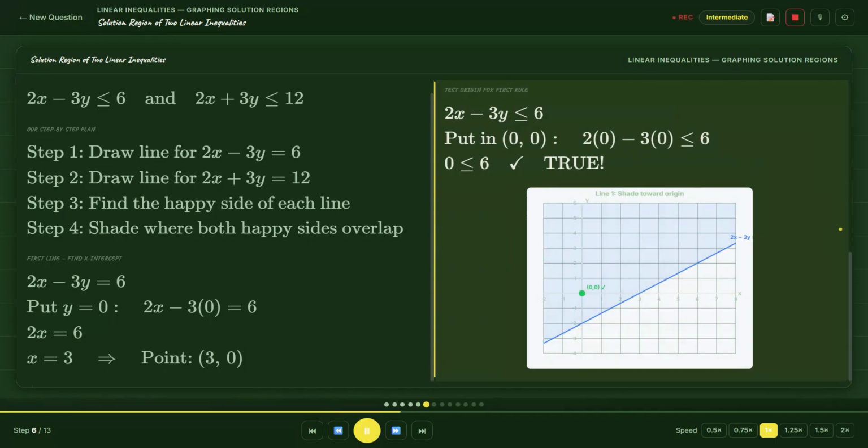Which side of the line is the happy side? Let's test the point 0, 0. We put it in and get 0, and 0 is less than 6. That's true. So the side with the origin is the happy side.